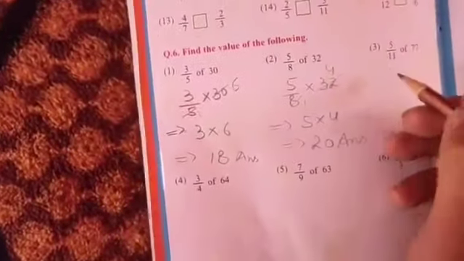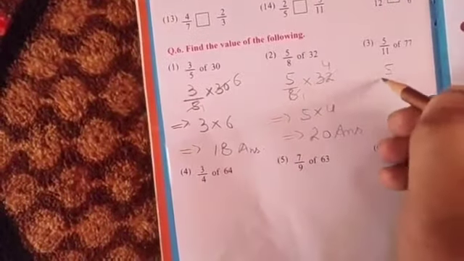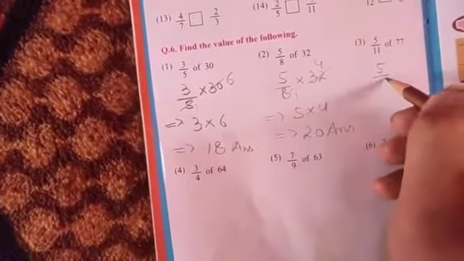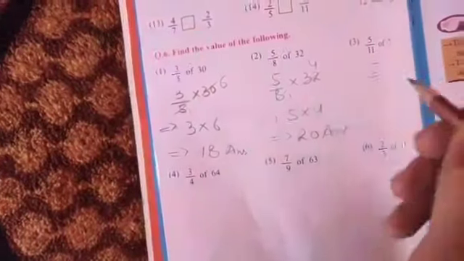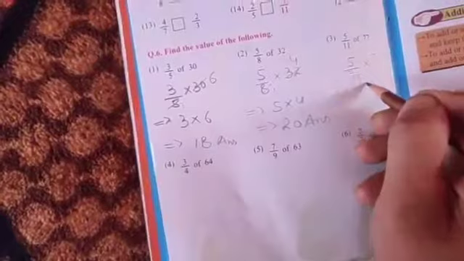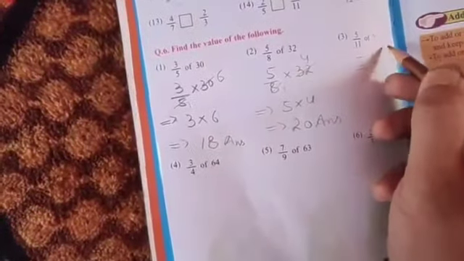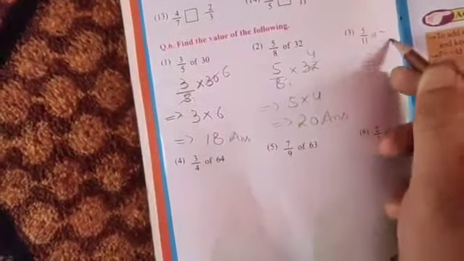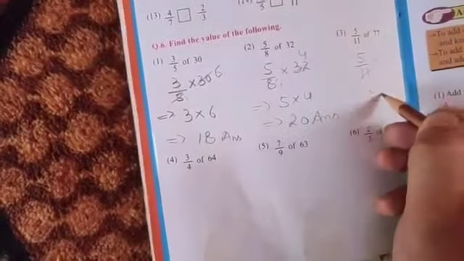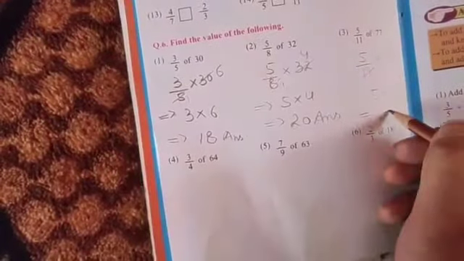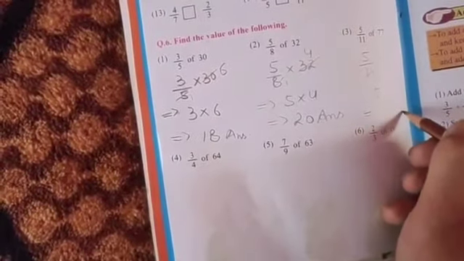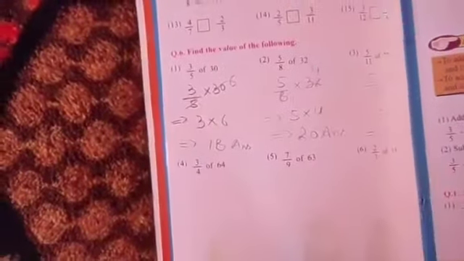Next part is 5/11 of 77. Of means multiplication. 11 times 1 is 11. 11 times 7 is 77. Now we will multiply 5 with 7, which is equal to 35. Dear student, you can proceed the same with the next part.